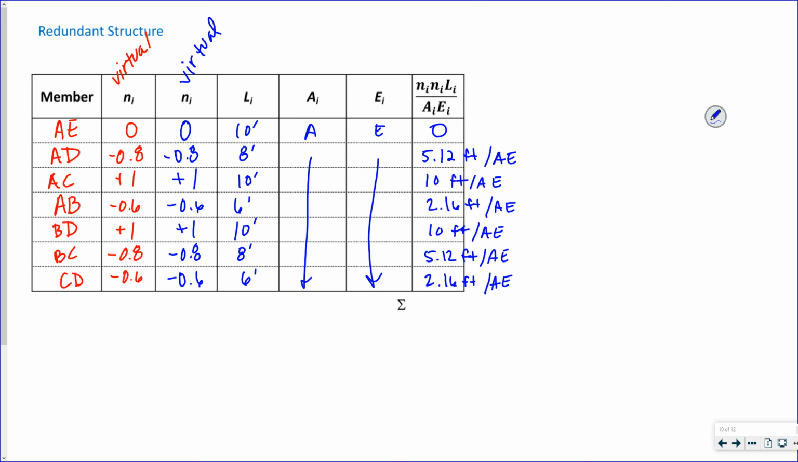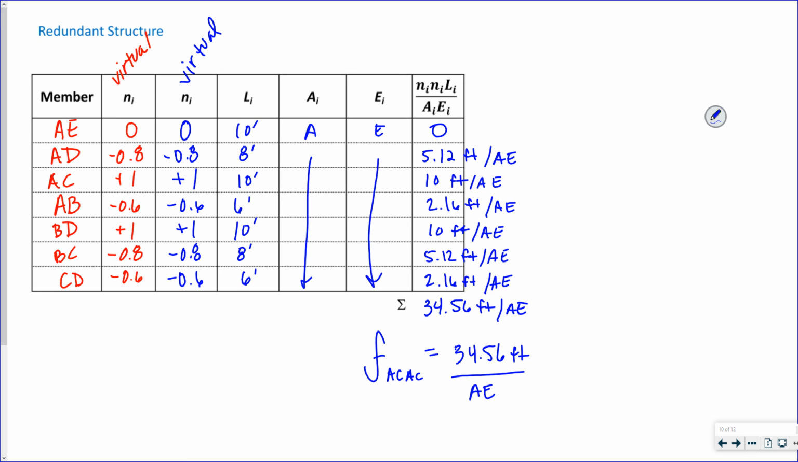If I add all those together, 34.56 feet per AE. So my flexibility is 34.56 feet per AE. Right? Kind of weird that there's no force component, there's no force unit in there, because the force unit is going to be in that E, right?